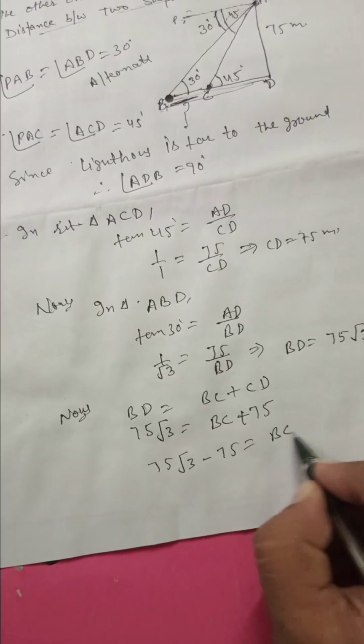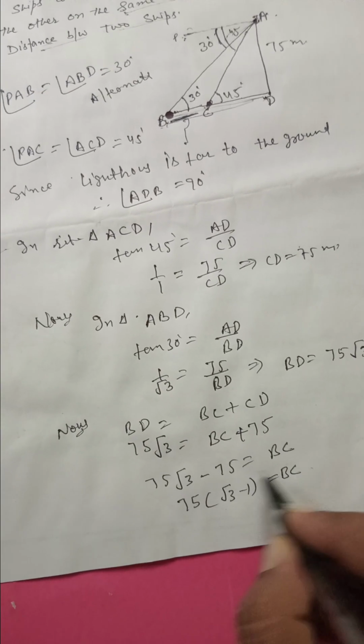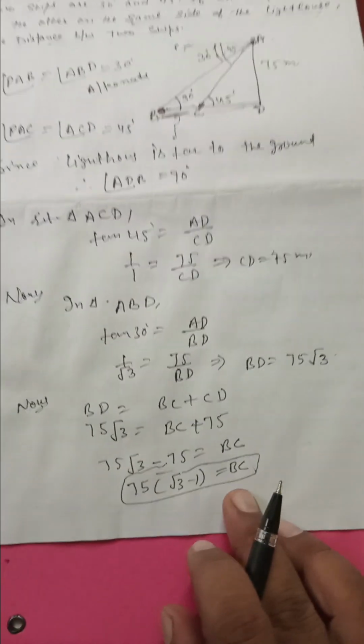So 75 root 3 minus 75 equals BC. Taking 75 common, 75 times (root 3 minus 1) equals BC. This is the distance between the two ships B and C.